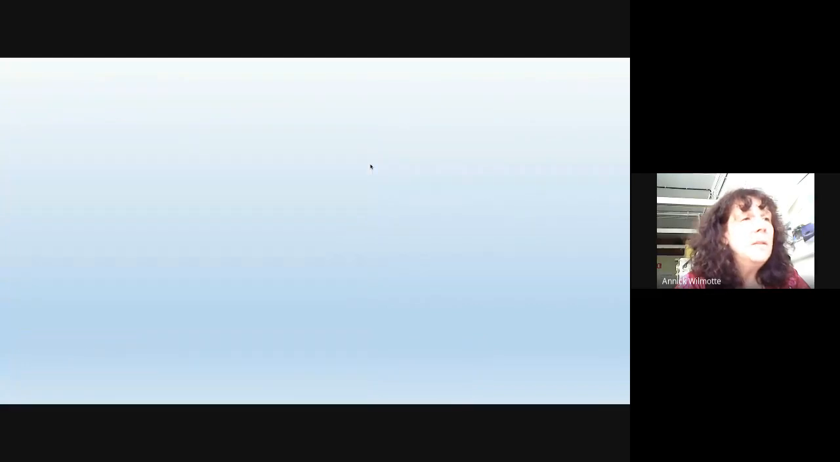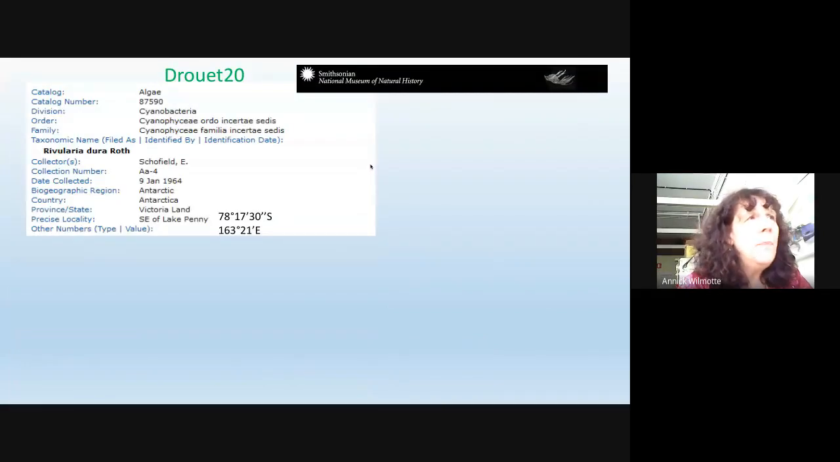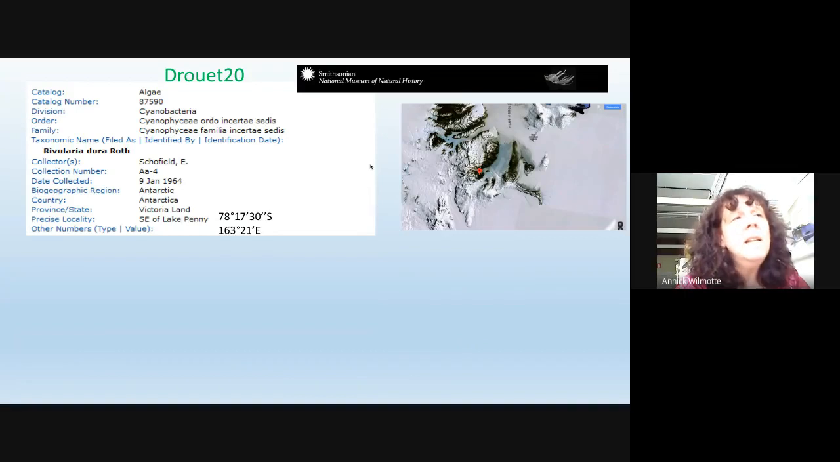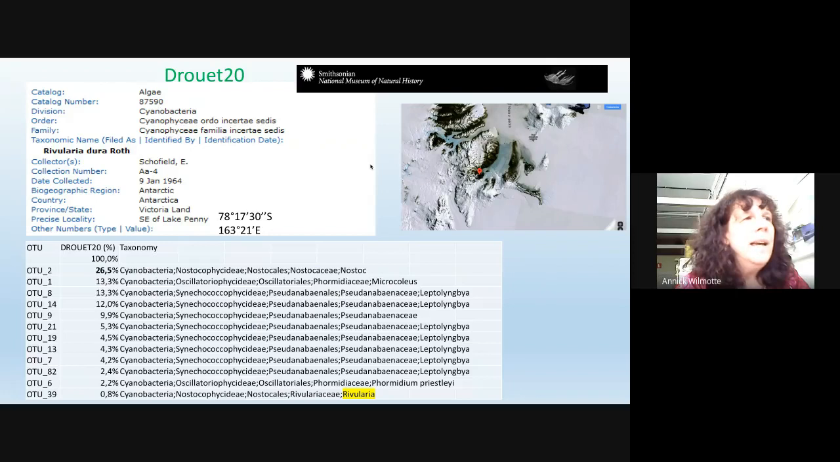And next slide is the last sample, which comes from another part of Antarctica in Victoria Land, near Lake Penny. Again, on the labels, there were geographical coordinates that were not on the internet and allowed to show where the place was or was about to be. And it has a lot of diversity, as you can see.